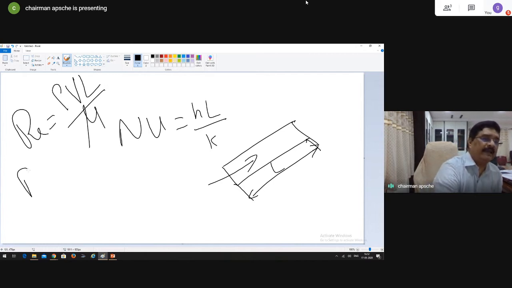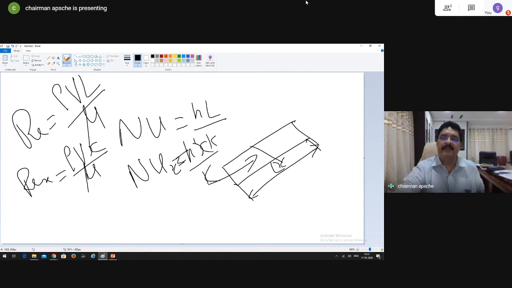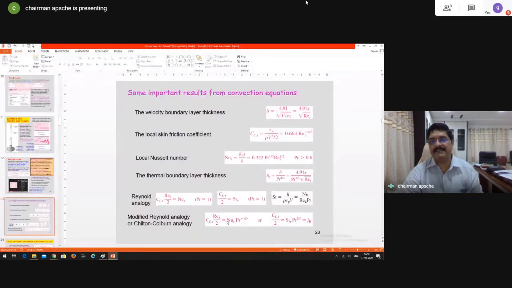I'm sorry I'm repeating, but I just don't want to confuse you on this. Rho V x by mu, if it is Re_x. If you are calculating Nusselt's Nu_x, it is h x by k. So limiting only up to x, x is the characteristic dimension. If you are taking the entire plate, L is the characteristic dimension. So that's how Nusselt's number is important, because Nusselt's number is normally expressed in terms of Prandtl and Reynolds number.